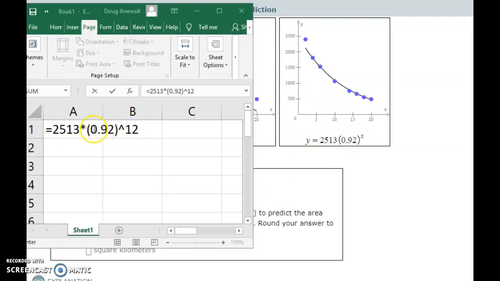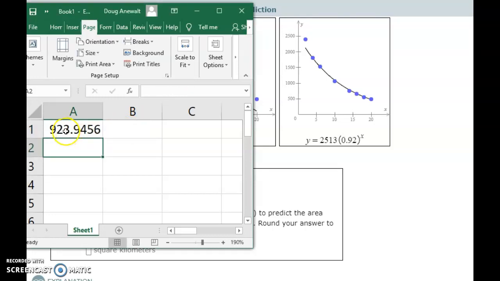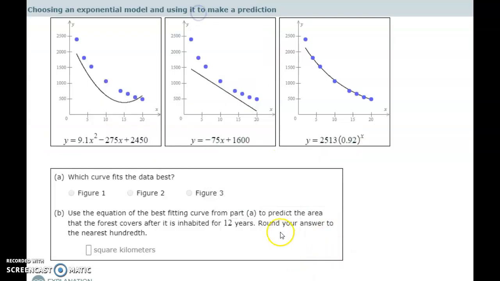I'm just doing it here in Excel, using that as my calculator. You could do it on any calculator. You could even type this into Google and it would use the Google calculator. But 12 is my exponent, and I'm plugging that in, and I get that the corresponding y value would be this right here. So after 12 years, we expect this forest to cover that much area. And then, of course, like all of these, round your answer to the correct number of decimal places.